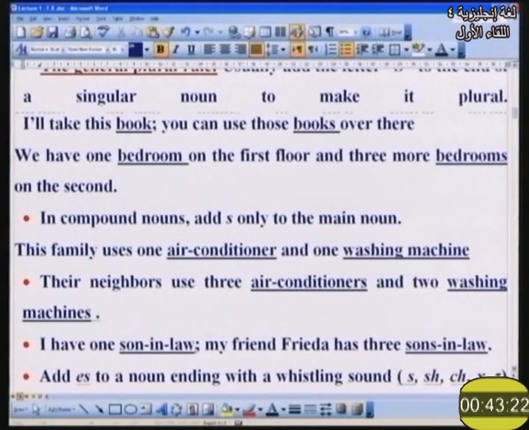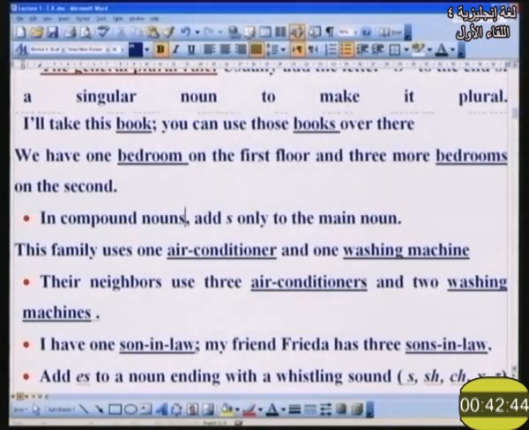Also, if you look at the meaning, one of the two words in compound words always carries the meaning, the general meaning, and the other one is an addition. Air conditioner. The word that carries the meaning is conditioner, mukayif hawa. This is the main meaning carried in this word. So meaningfully, you have to put the plural on the word that carries the meaning. In order to add a plural meaning, you have to add it to a word that already carries the main meaning. So this family uses one air conditioner and one washing machine.